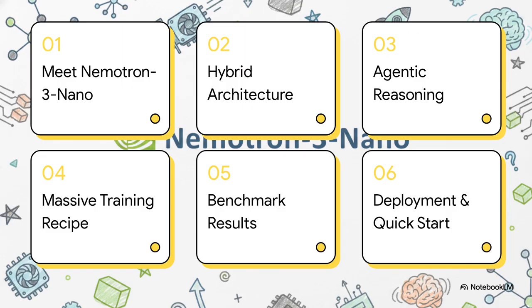To give you a quick roadmap of the explainer, we're going to first meet Nemotron-3 Nano, peek inside its hybrid architecture, master its agentic reasoning, uncover that massive training recipe, check out the benchmark results, and finally, get you ready for deployment and quick start.